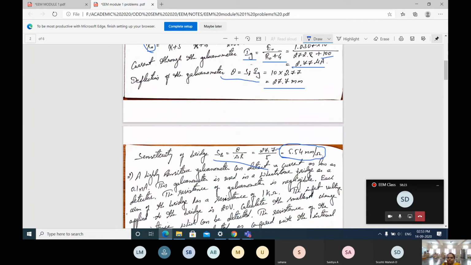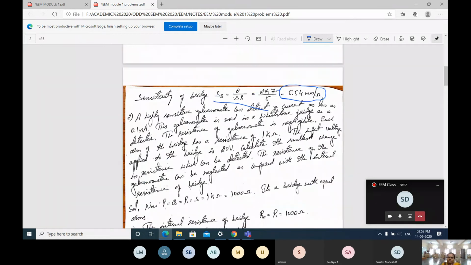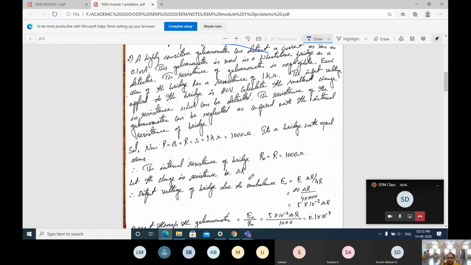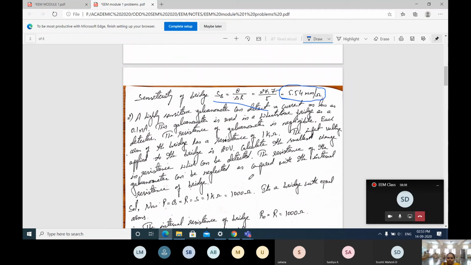Then the sensitivity across the bridge, SB, is equal to theta divided by delta R. Substitute the value, and you will get your sensitivity. Here also the same method. The second problem, here it is.